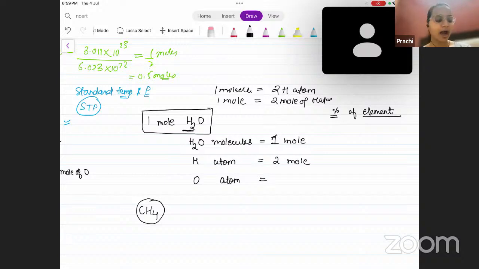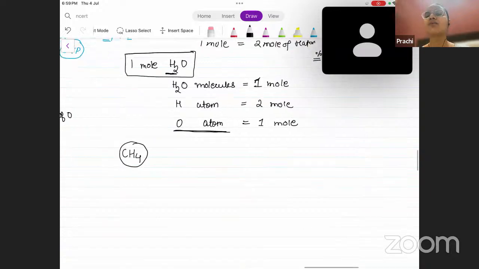And what about the number of moles of oxygen atom? I am talking about atoms, so don't be confused between molecule and atom. Just read the question very carefully. What are they asking? So now if I ask you what is the moles of oxygen atom in 1 mole of water, it will be 1 mole.